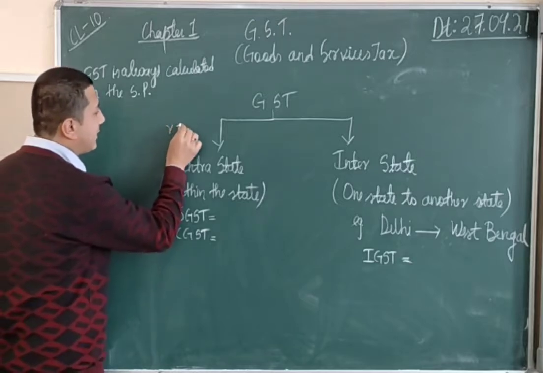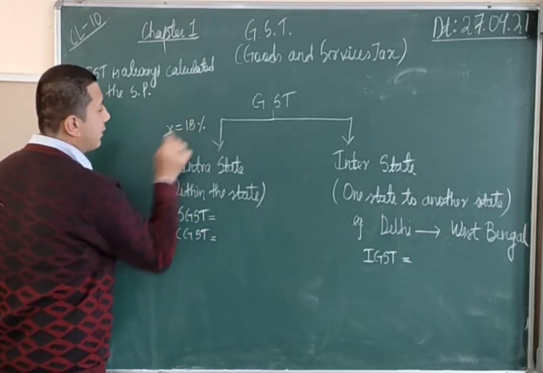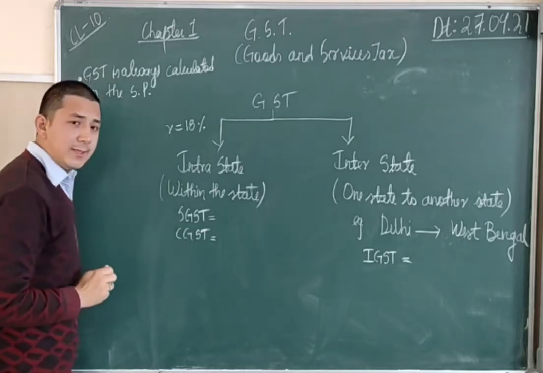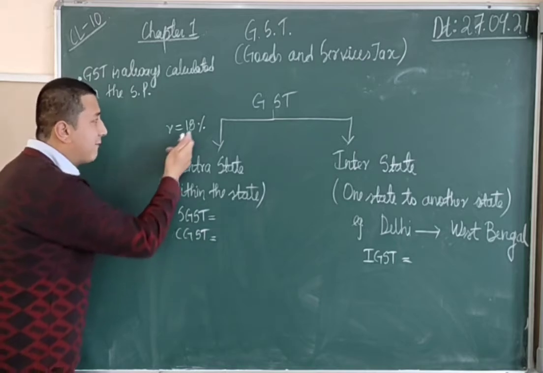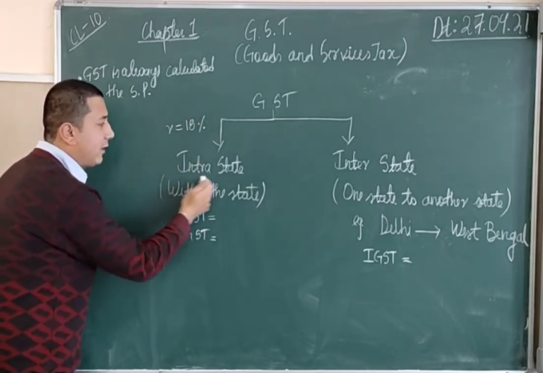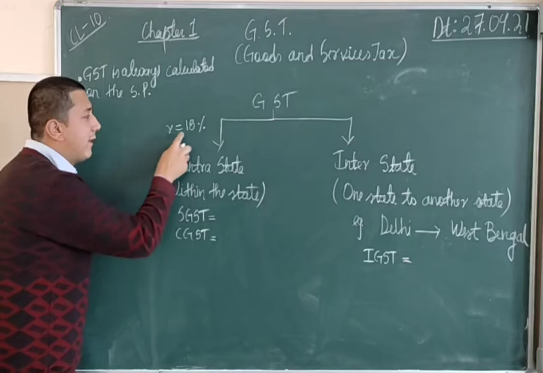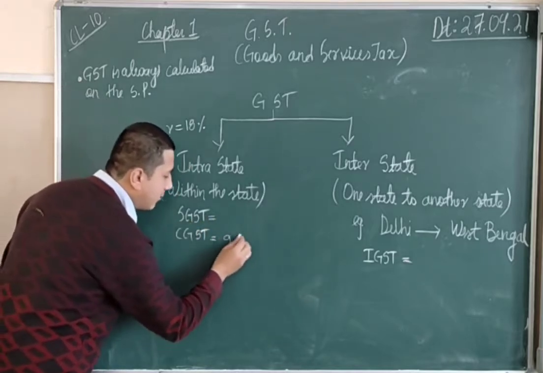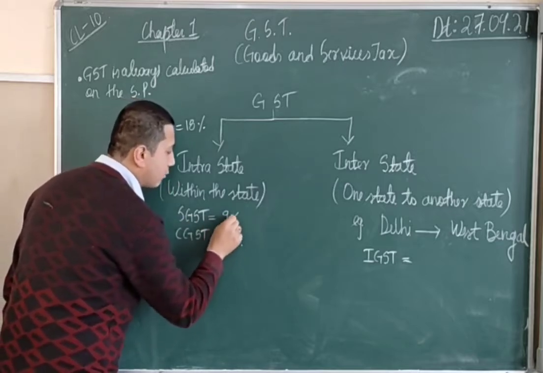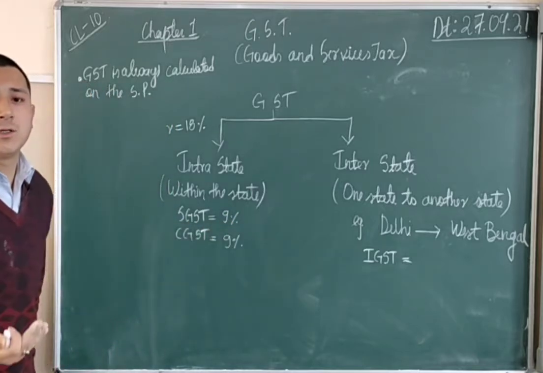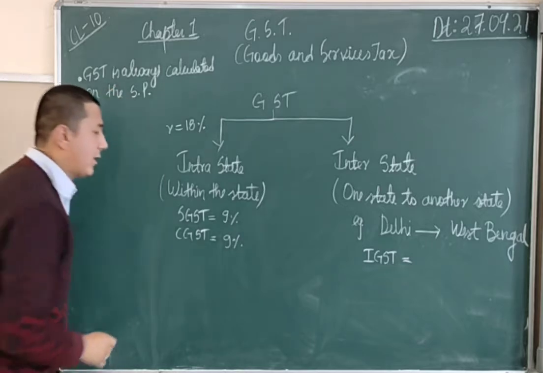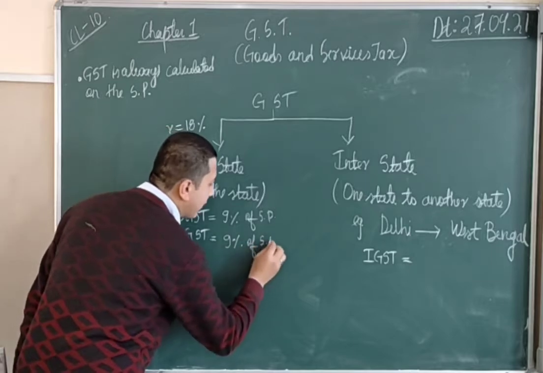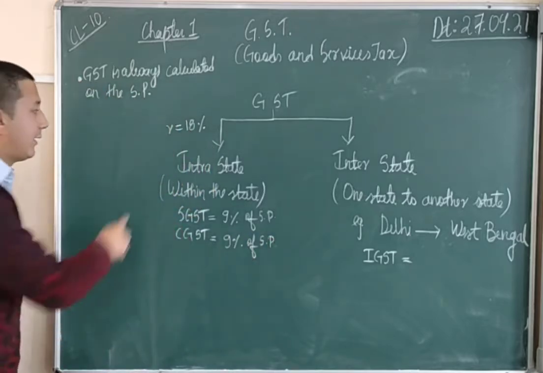Okay, let's take an example. If the rate of GST is 18%, and the case is intrastate, then I'll have to divide. In the case of intrastate, you'll divide 18 by 2. What is 18 by 2? 9. CGST will be 9% and SGST will also be 9%. 9% of what? 9% of the selling price. Here also of selling price. Okay, this is in case of intra.